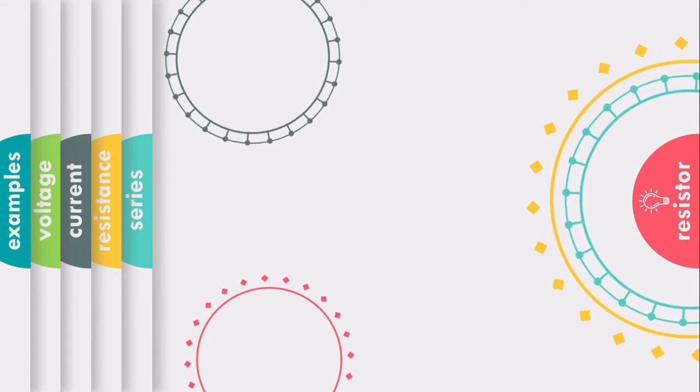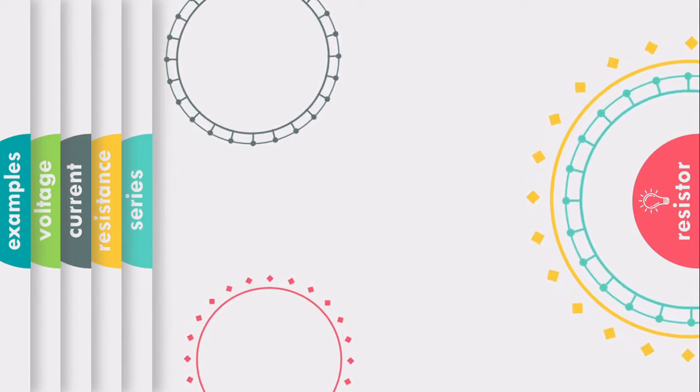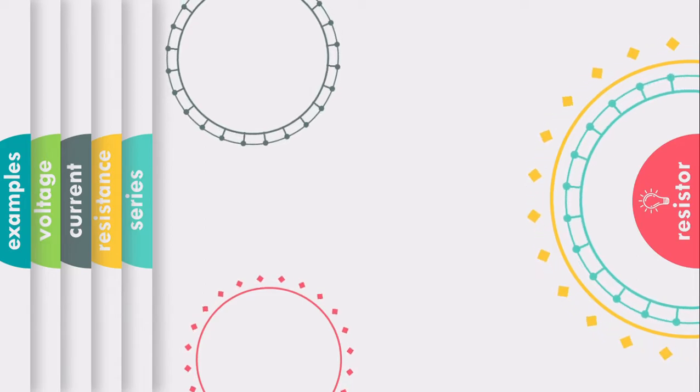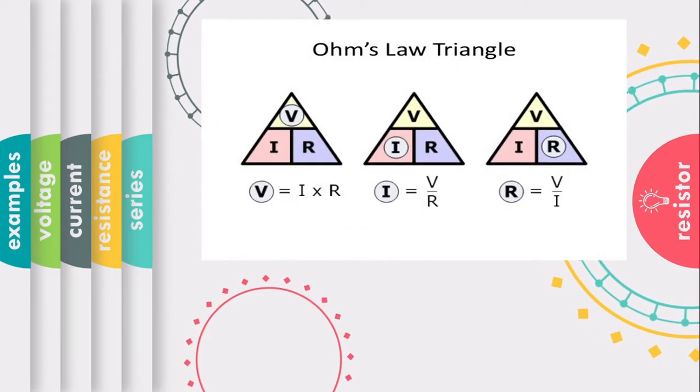George Simon Ohm showed the relationship between voltage, current, and resistance, and formulated Ohm's law. This law is the basis of electricity.